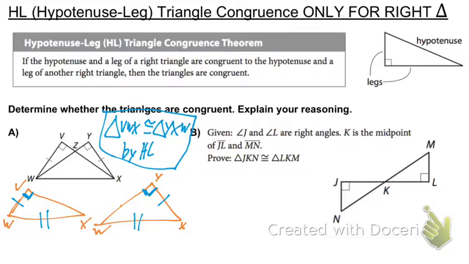So we're given that J and L are right angles, and we're given that K is the midpoint of JL and MN. Okay. What information can we glean from that being the midpoint? Okay, Elizabeth. The angle of JKN and the angle of MKL are congruent.